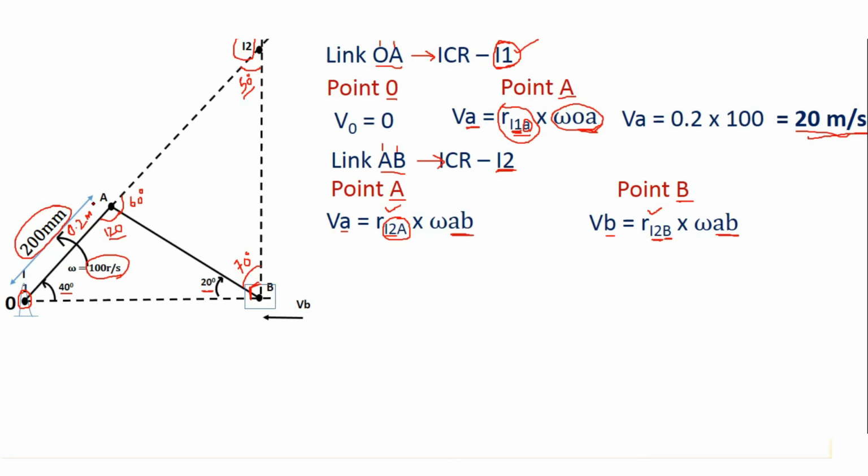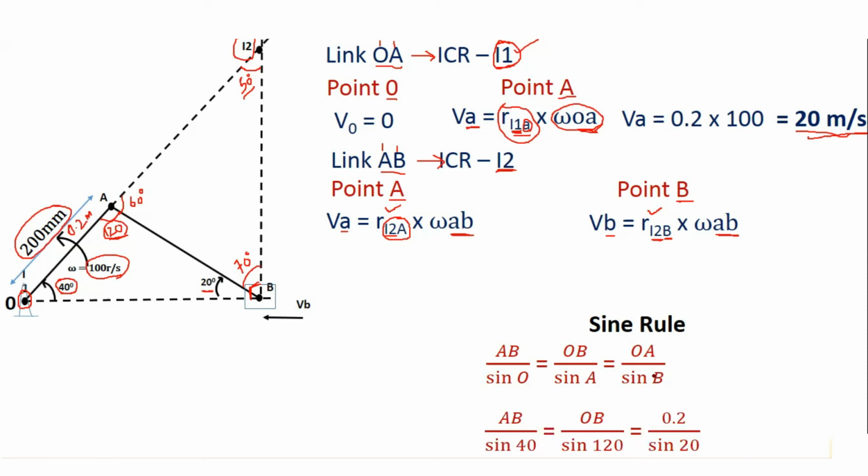Let us apply sine rule in triangle OAB. So if I apply sine rule in triangle OAB, what will I get? AB divided by sine of 40. This we have already seen. Similarly, I can write down, if I take the distance as OB, the angle will be 120. So I am writing OB divided by sine A equals OA divided by sine B. So on substituting the required values, I will get the answer for AB as 0.375 meters and OB as 0.506 meters.